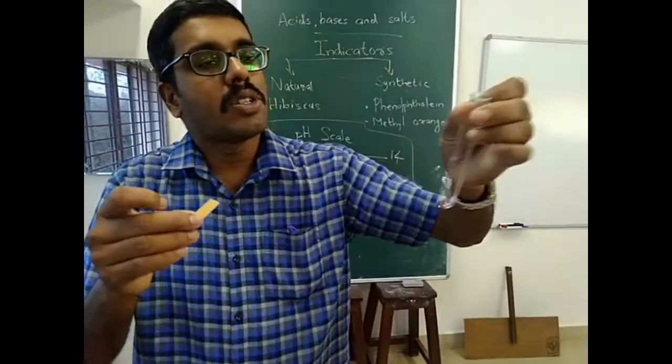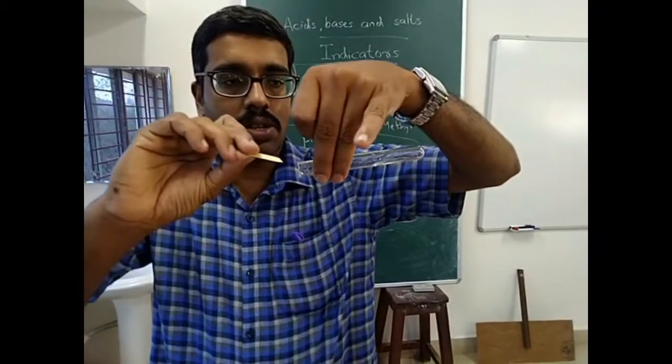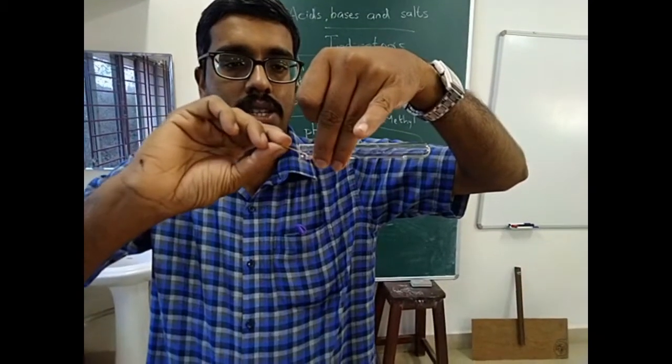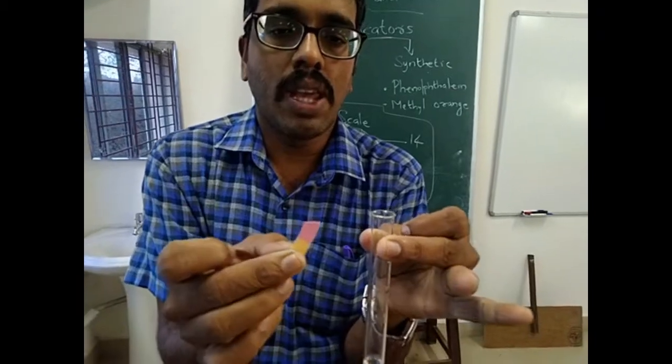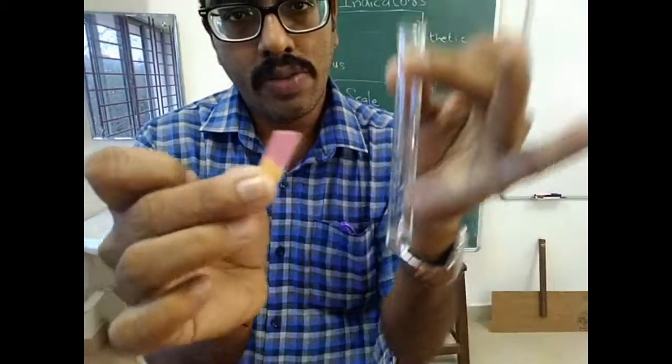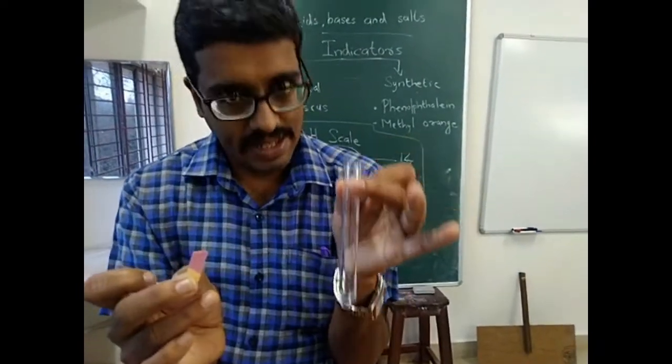Next I have a solution. I am not mentioning which solution it is. Try to immerse or insert the pH paper again. Now tell me which is the solution. The same color. So pH 1, it is acetic acid.